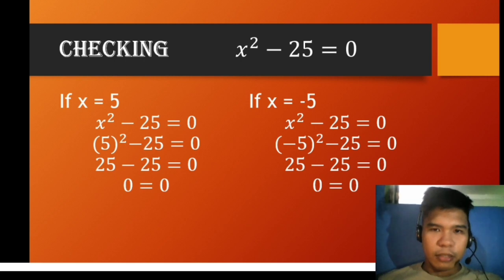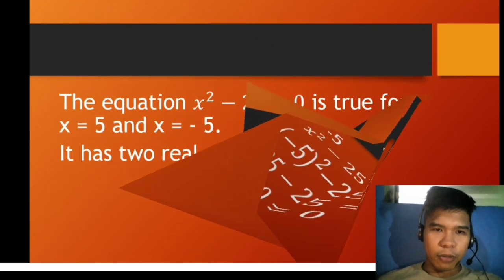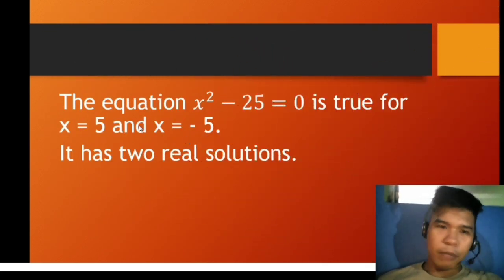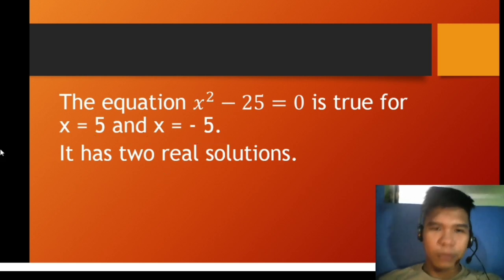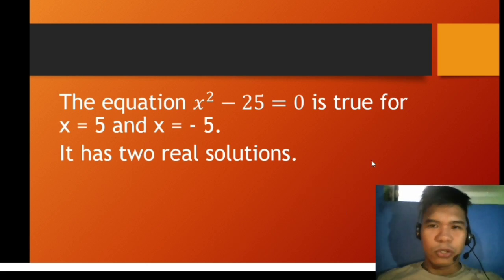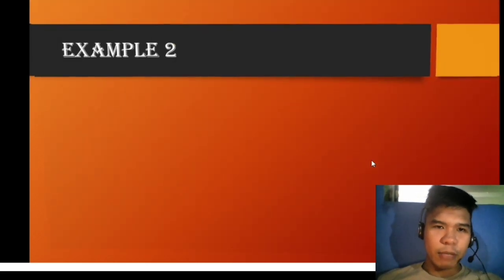Okay, so let us now proceed with the next example. From example number 1, the equation x squared minus 25 equal to 0 is true for x equal to 5 and x equal to negative 5. And then it has two real solutions. Okay, proceed with example number 2.